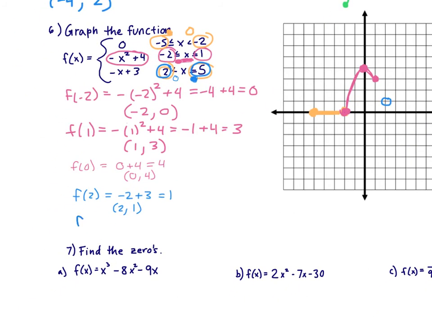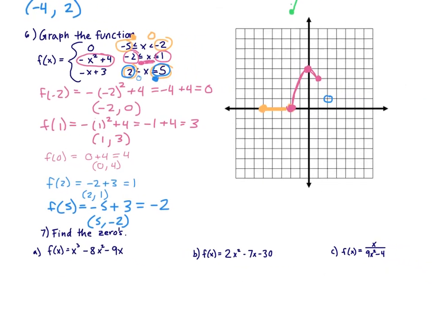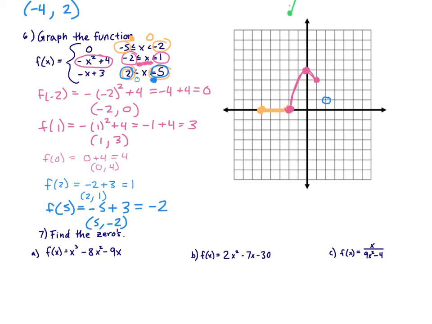And then next we plug in 5. So we have -5 plus 3, which is -2. So our point's going to be 5, comma, -2. So going to our graph, we go to the right 5. And we go down 2. We have a closed circle there. And then we just connect these 2 points with a line.